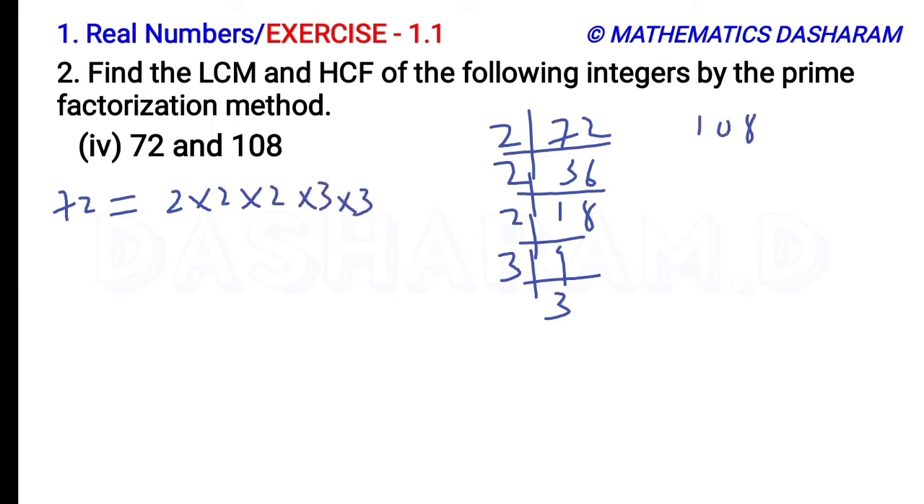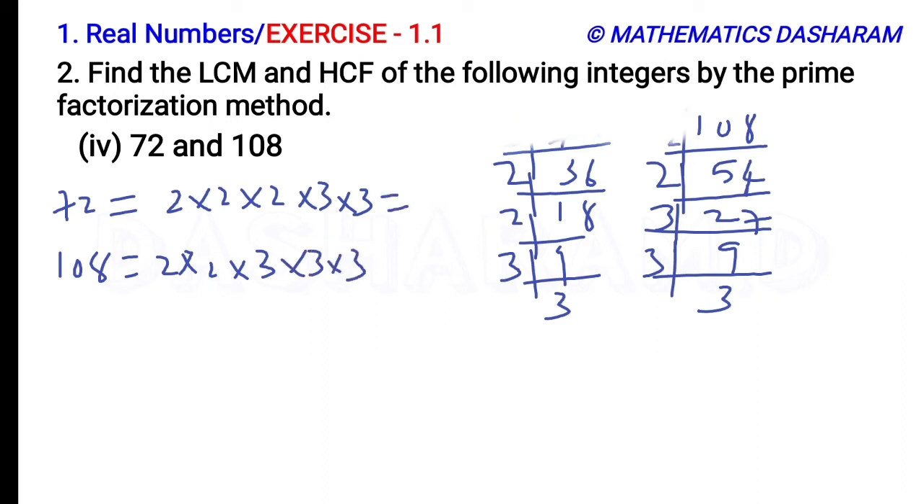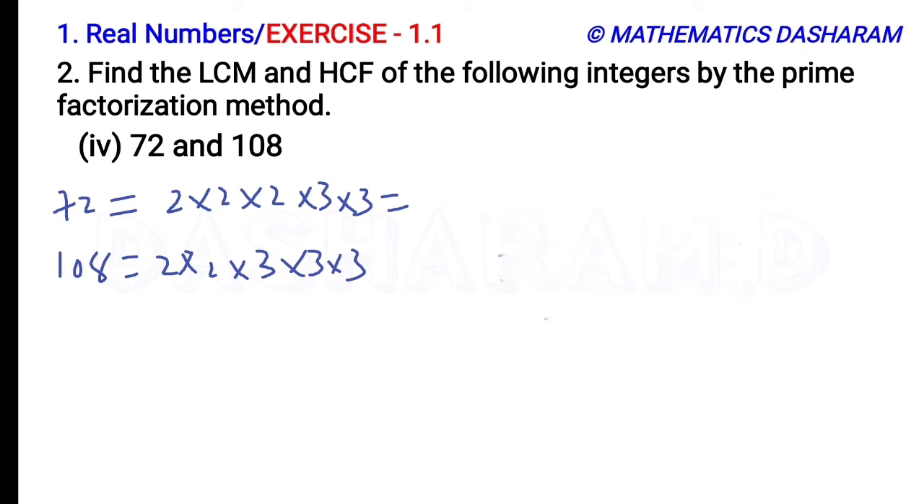Next, 108. 2 table. 2 1s are 2, 2 5s are 10, 2 7s are 14, 3 9s are 27, 3 3s are 9. So 108 equals 2 into 2 into 3 into 3 into 3. So let's write in the exponential form. Here 2 cube into 3 square. Here 2 square into 3 cube.